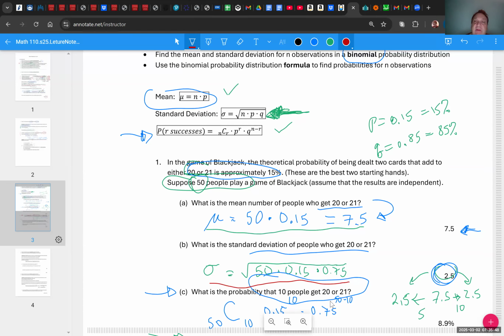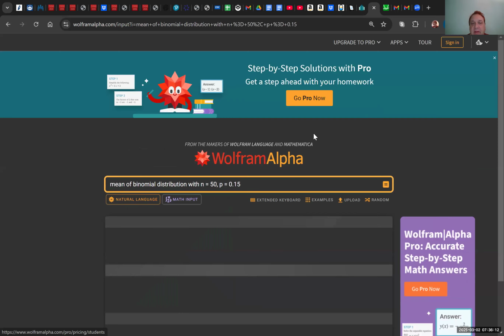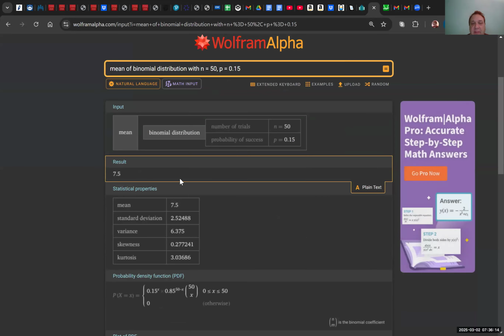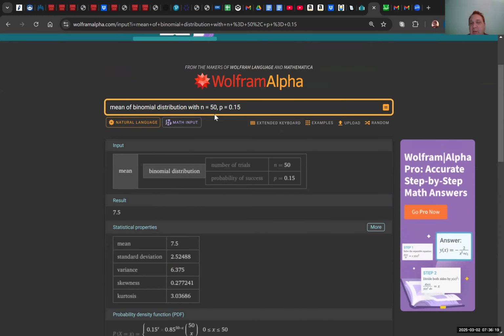So you can do those very easily by hand. If you really want to use technology, I would recommend something like Wolfram Alpha. Wolfram Alpha is a great knowledge engine, kind of like Google, but for math and science. You can just type in anything you want. For example, I could type in what is the mean of a binomial distribution with n equals 50 and p equals 0.15, and it would tell me that the mean is 7.5 and standard deviation is 2.5, right?